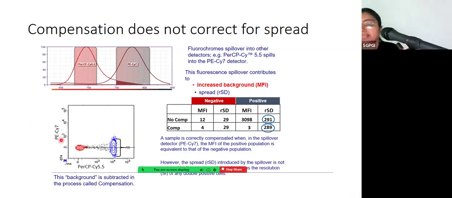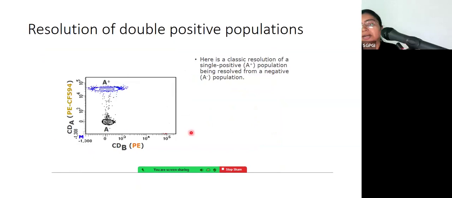So if you look at the PE-Cy7 here, the dim signal of any marker in this zone will be very difficult to distinguish from the positive signal of PerCP. So this is what is called spread.